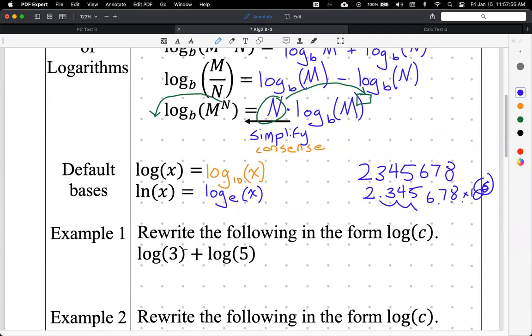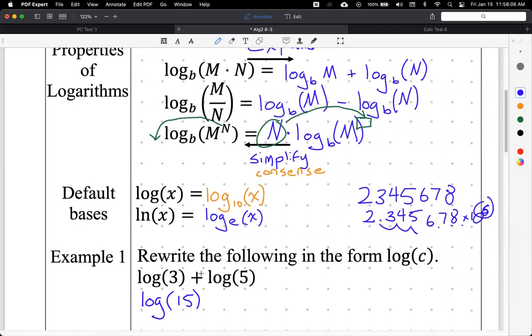Would it be log 3 times 5? Yep, exactly. Log of 15. Done. The end. Next problem. Again, just make sure that everyone can see this. If you're adding the logarithms, that means you're really multiplying the inside. You're multiplying the inputs. 3 times 5 is 15. You don't add the inputs.